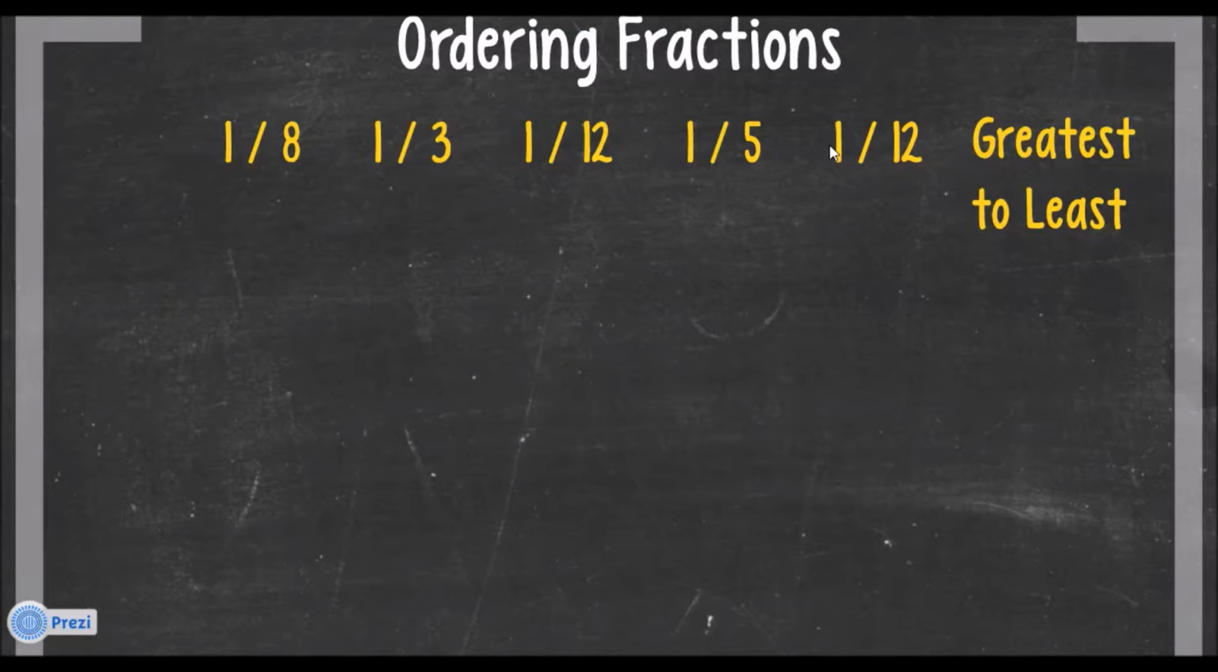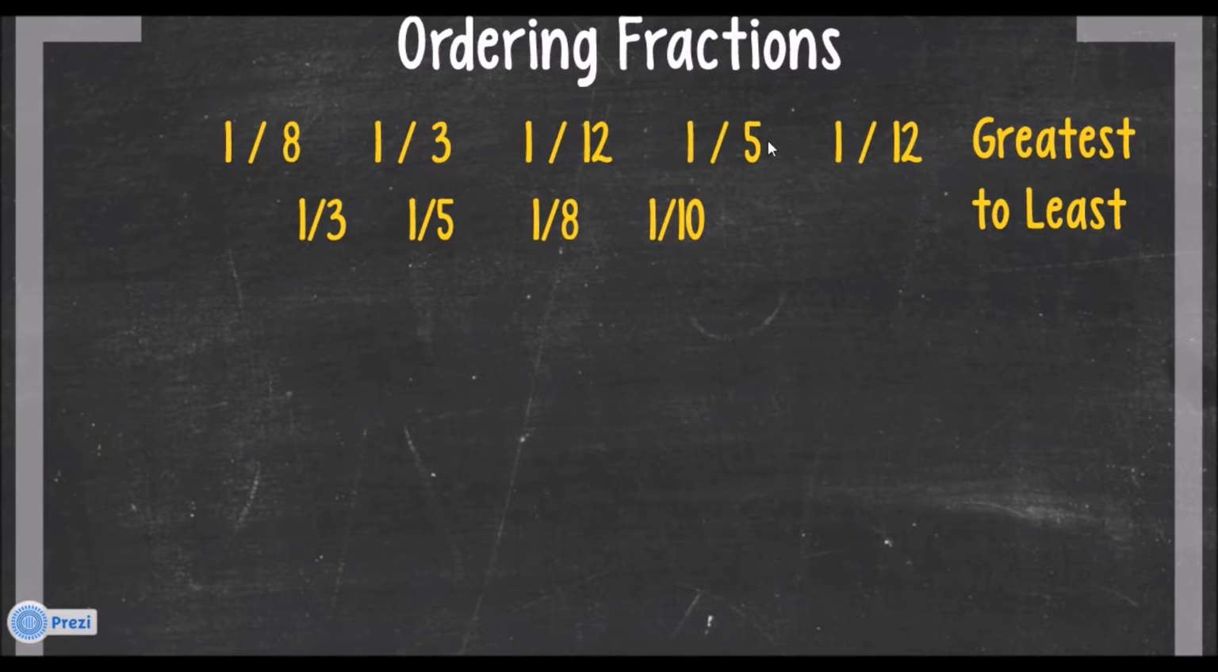Alright, so let's check first, because the largest one is the one with the smallest denominator. We have 1/3. Then we go to 1/5, 1/8, 1/10. Remember I told you one of these is 1/10, and 1/12. Okay, so that is the correct answer.